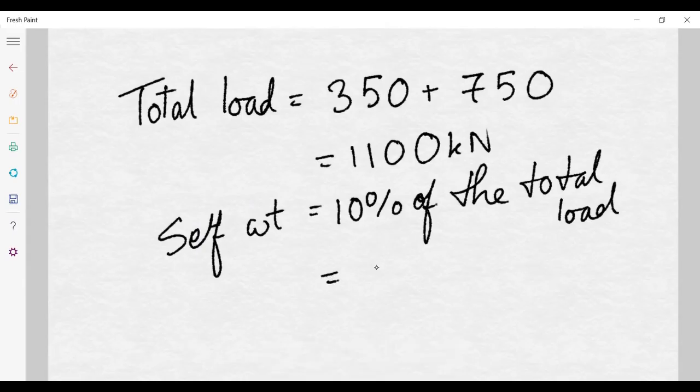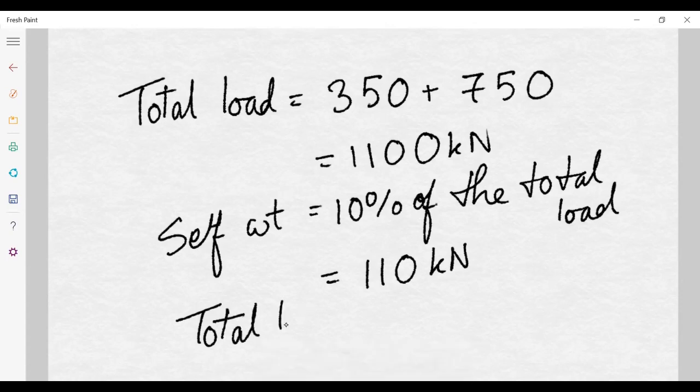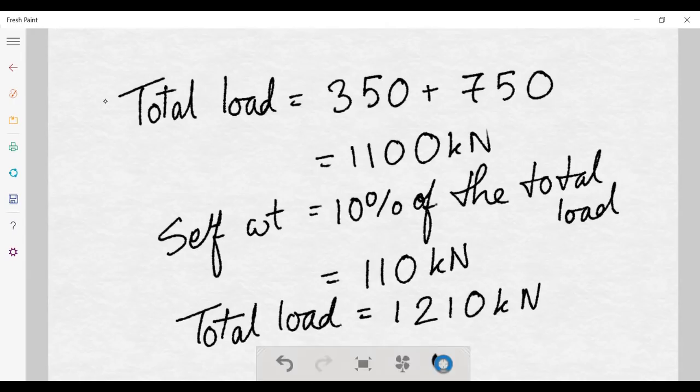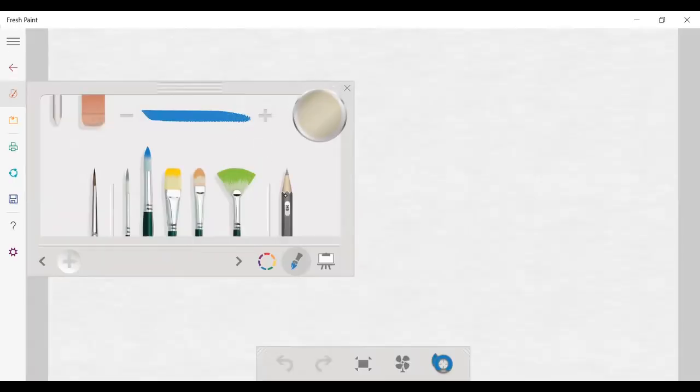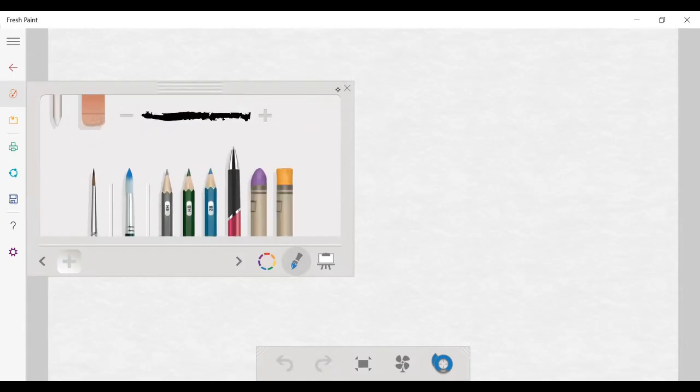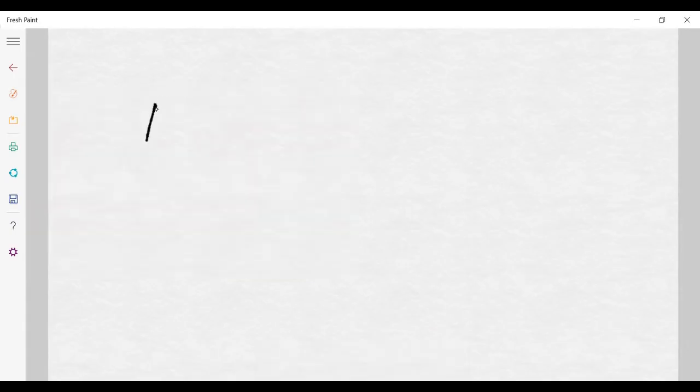This takes care of the self weight, so we don't measure the self weight of the whole system. Now total load will be taken inclusive of the self weight. So total load now becomes 1210 kilonewton. If I divide 1210 kilonewton by the SBC, you will get the area required.